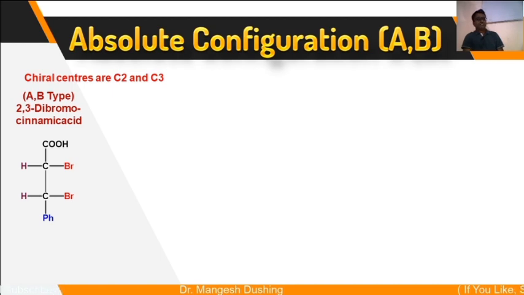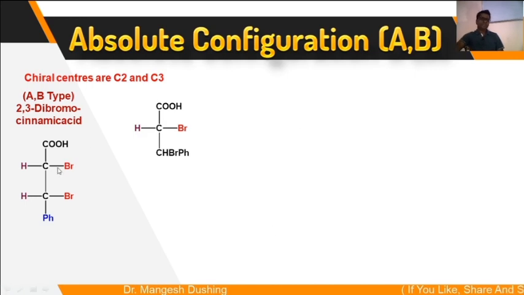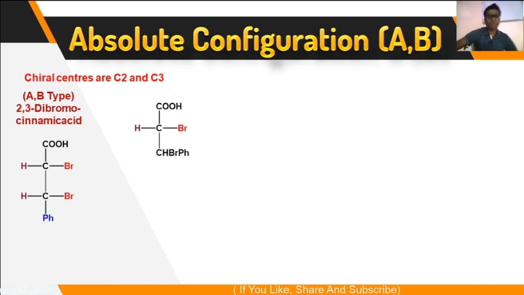So there are 2 chiral centers, that is carbon number 2 and carbon number 3. We will find out the absolute configuration for carbon number 2. So I am writing like this: carbon number 2, H on the left hand side, Br on the right hand side, COOH, and this is the group. I am writing like this: CHBrPh for the easiness of writing. Now try to give the priority order.